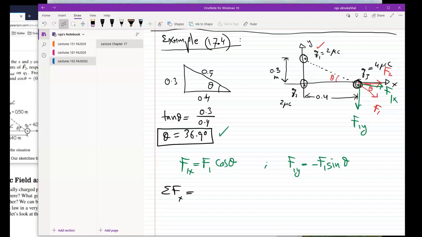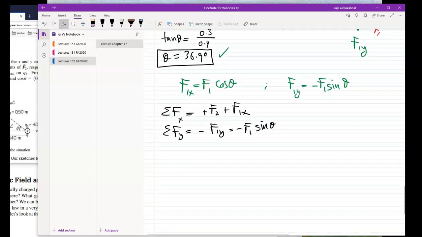So anyway, I have two forces here. I have F1x and F2. They're both on the x-axis. All right, guys? So that's going to be plus F2 plus F1x. More details in a minute. And then the sum of the forces in the y direction, there's actually only one force right here. That's just going to be negative F1y, which is negative F1 sine theta, right there. This one, which is here, right? Those two. Okay?